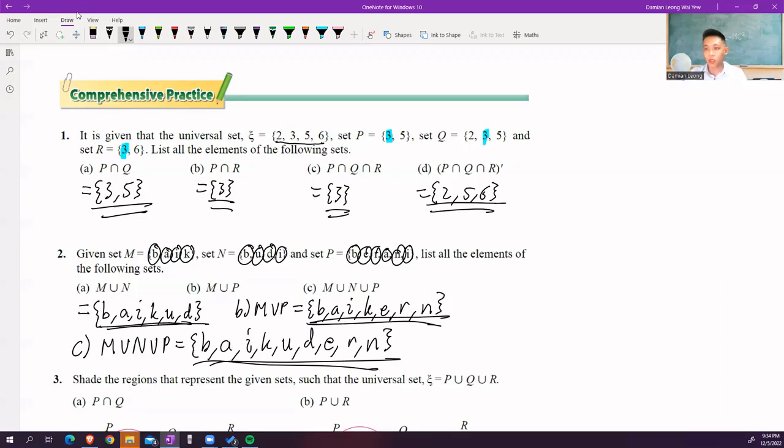Intersect is where they overlap. You only take the part where they overlap, only the part where it's the same. Union is where you combine both together.